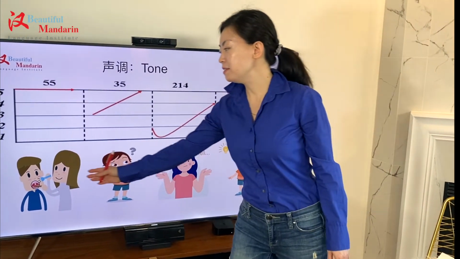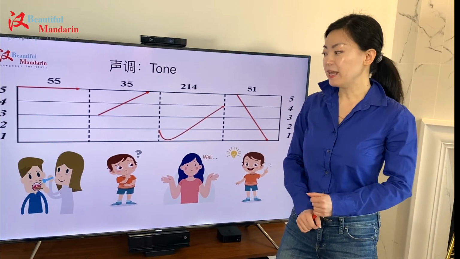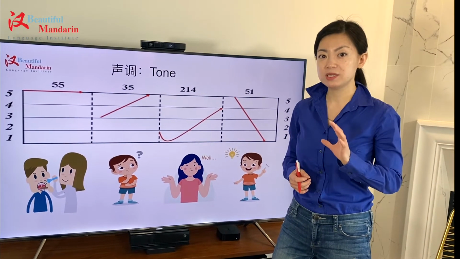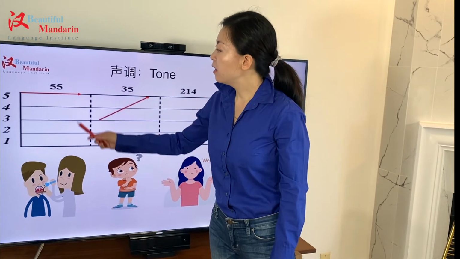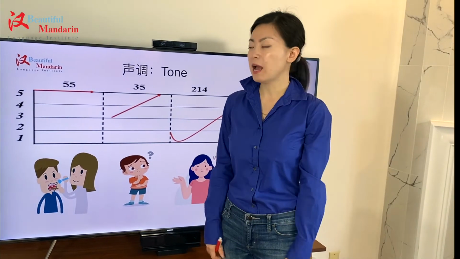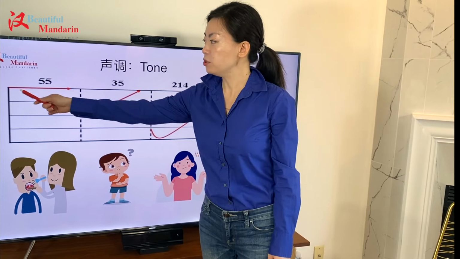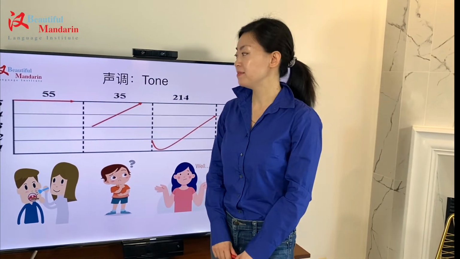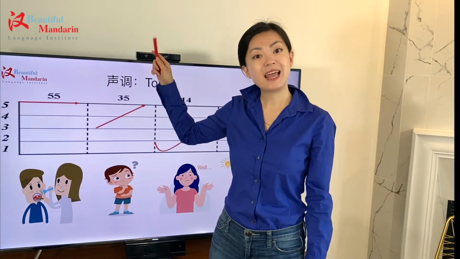And I'm using those pictures to let you find the feeling. When you find this feeling, it will help you to pronounce the tone. See the first tone. If we consider our voice to have 5 levels, the first tone will be at the highest level of your voice. And it is flat. It's not going up and it's not going down.